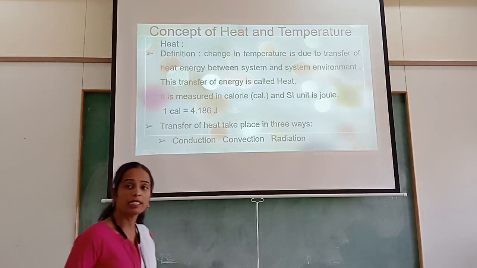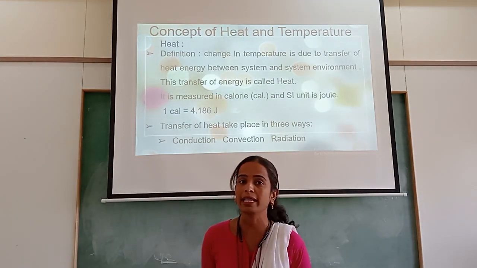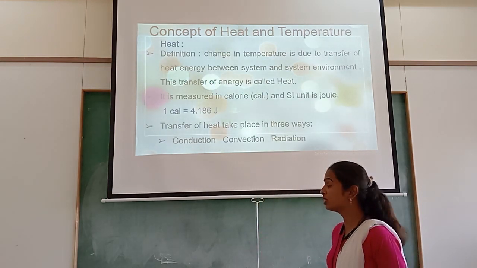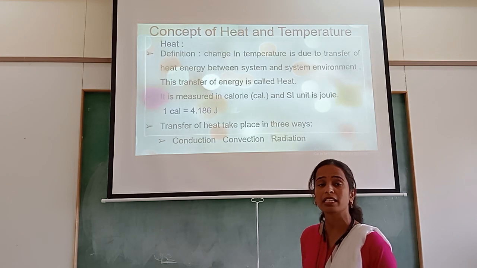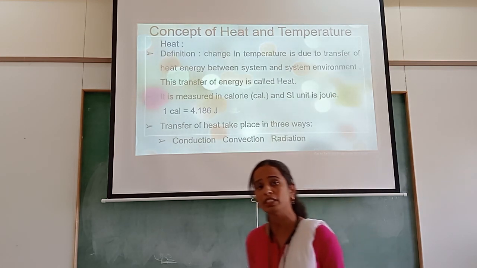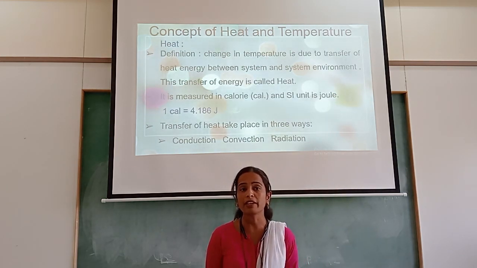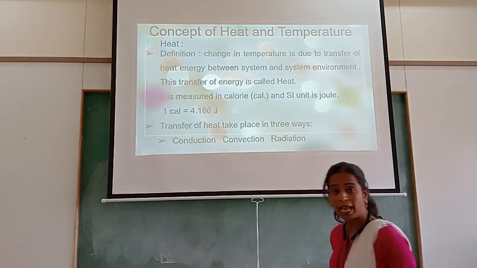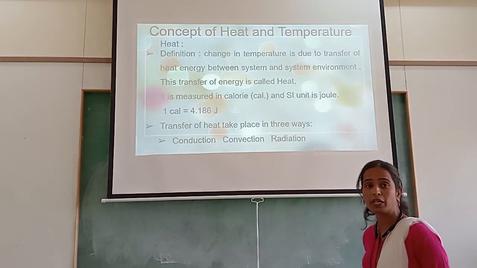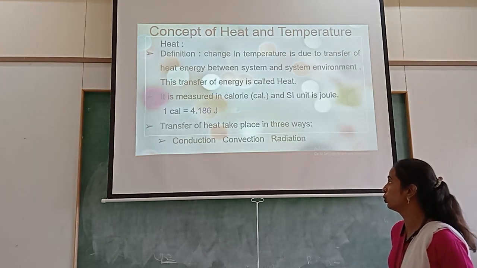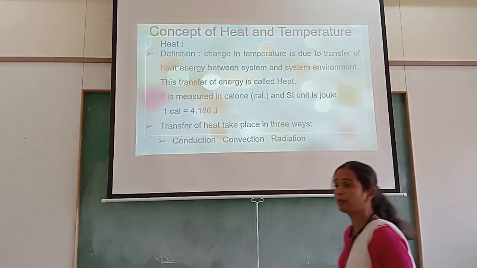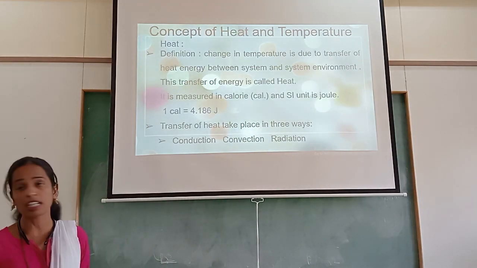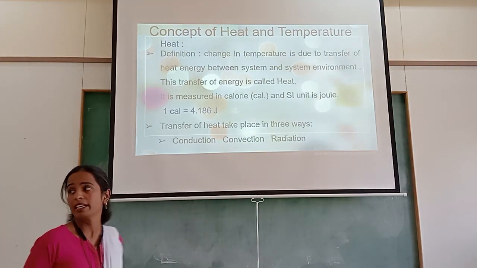Then what is the unit of heat? We can take the unit in the CGS system as well as the SI unit. The CGS unit to measure heat is the calorie, and the SI unit is the joule. What is the relation between the joule and the calorie? 1 calorie is equal to 4.186 joule. Then transfer of heat takes place in 3 ways: one is conduction, second is convection, and third is radiation.